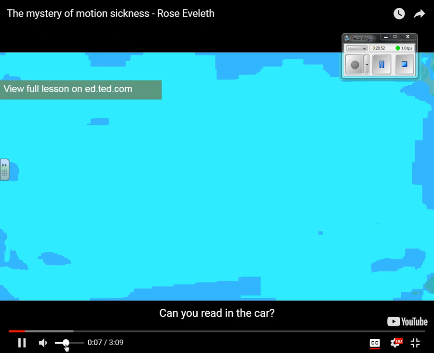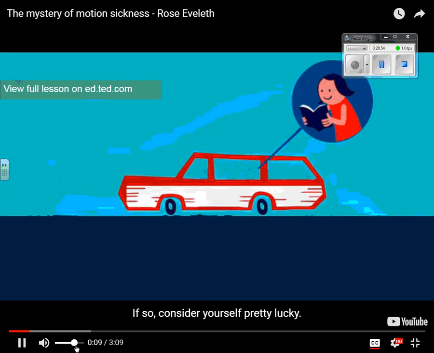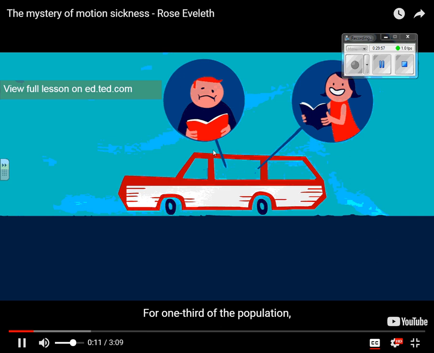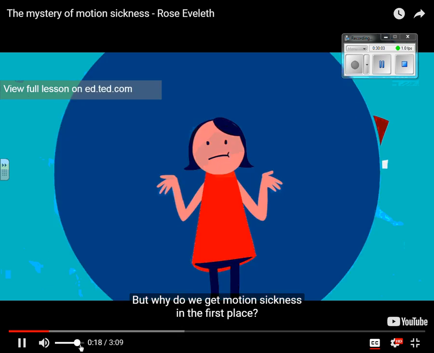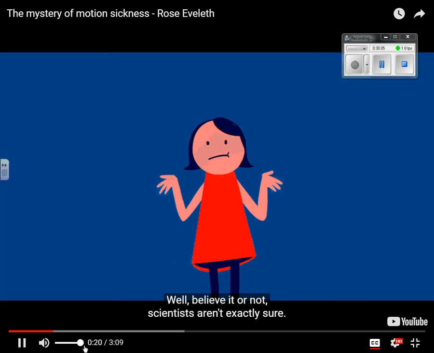Can you read in the car? If so, consider yourself pretty lucky. For about 1/3 of the population, looking at a book while moving along in a car, or boat, or train, or plane, quickly makes them sick to their stomach. But why do we get motion sickness in the first place? Well, believe it or not, scientists aren't exactly sure.